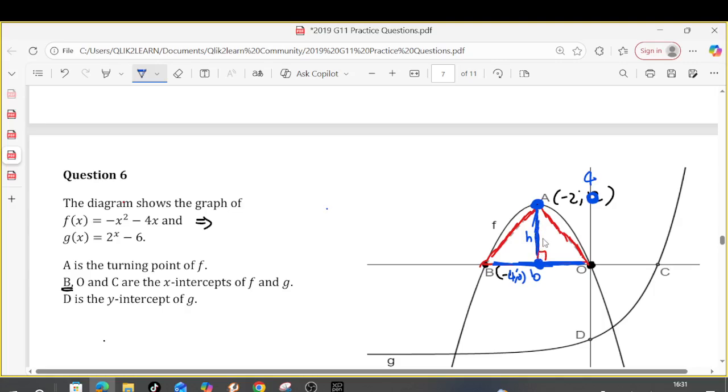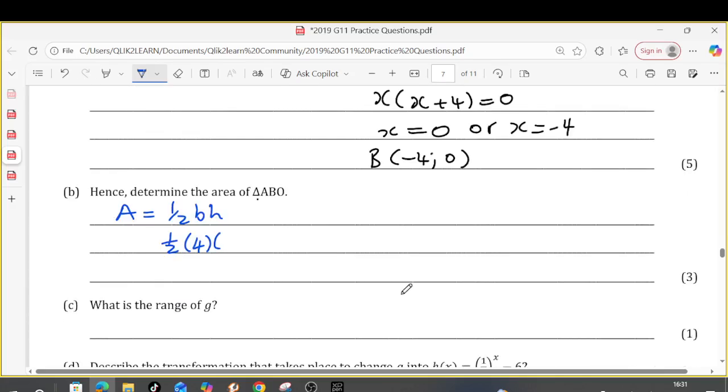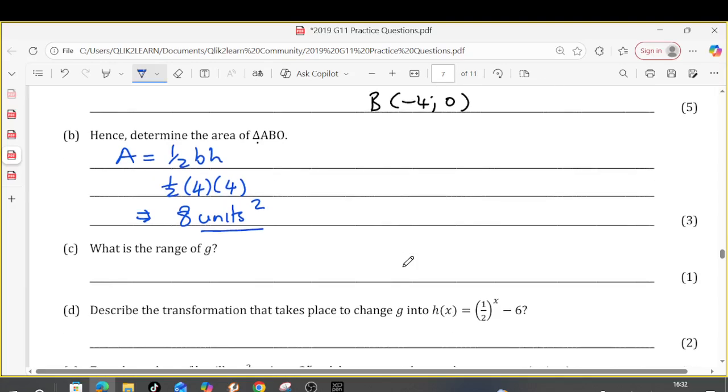So this will be our area. If that is your area, this is going to be 4. Therefore, when you work this thing out, it's going to be what? We're going to have 4 times 4 is 16. Half of 16 is 8. So the area is 8 units squared. If you don't put unit squared and you are in grade 12, it's wrong. The SI unit is very important.